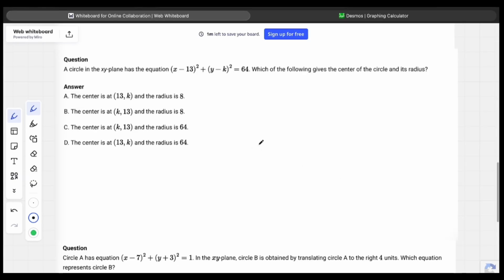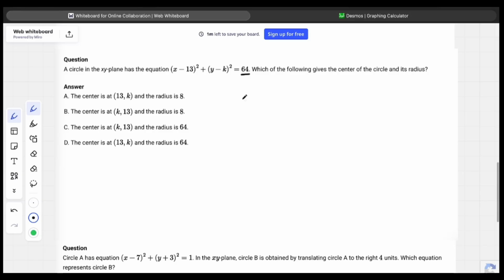Now we can move on to our next question. This question is going to be a little bit similar to the questions that we've done before, but with a teeny bit extra work. So let's read. A circle in the xy plane has the equation (x - 13)^2 + (y - k)^2 = 64. Which of the following gives the center of the circle and its radius? Now this time we have different centers and different radiuses, so we're going to have to figure out both. But what have we been doing for the past two questions? We've been finding out the radius. So let's find out the radius and see what we get.